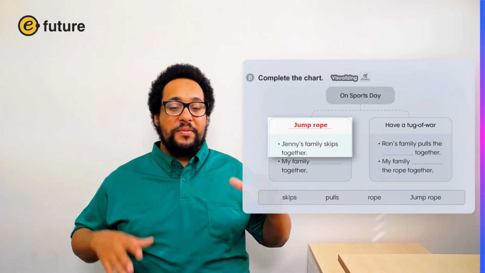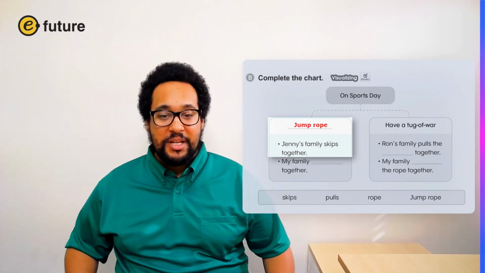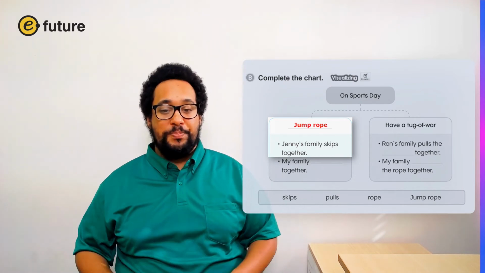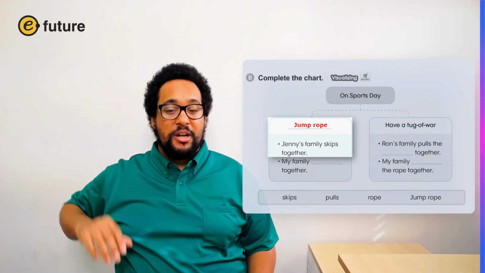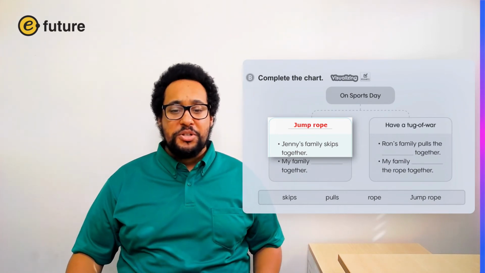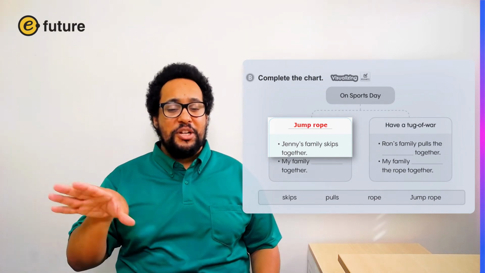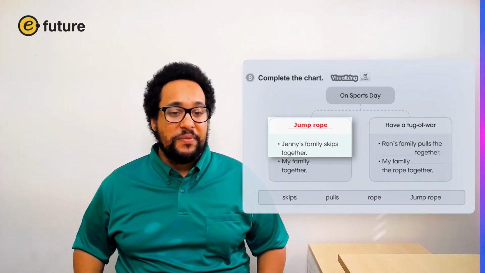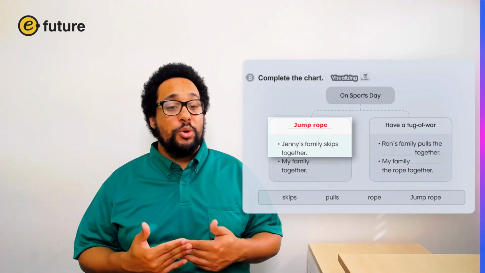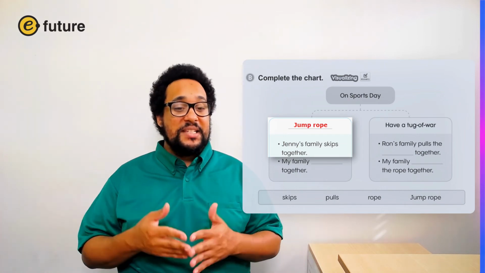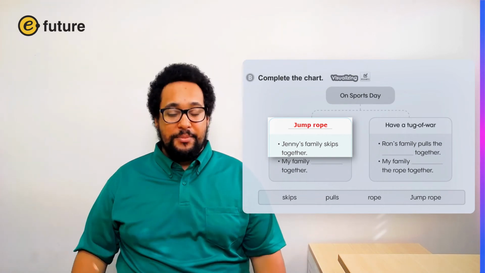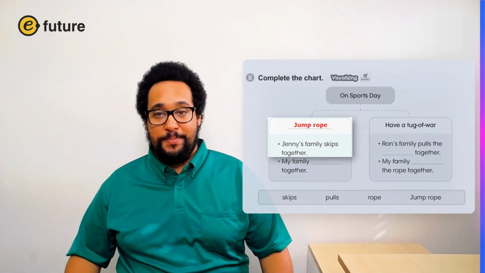So one of these boxes is going to talk about jump rope and what happens in the story related to jump rope. In the other box, the information is going to be about tug of war. So think back to the story and finish the sentences in each of these boxes. When you are finished, check your answers with your partner. If you have something that is different, talk to your partner and figure out which one is correct. You can use the story to help you.